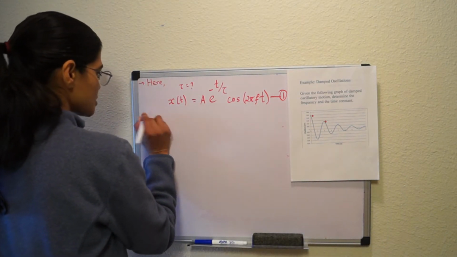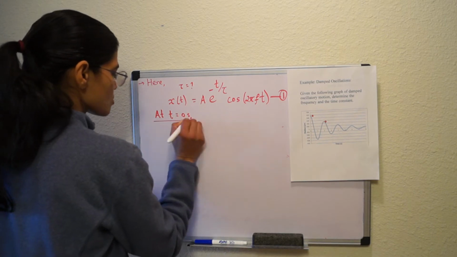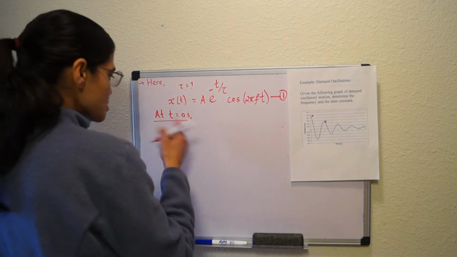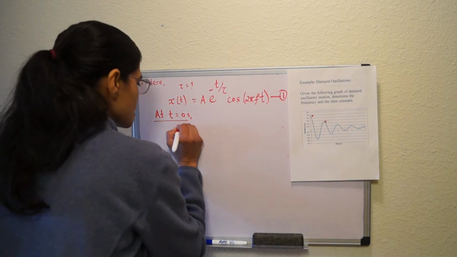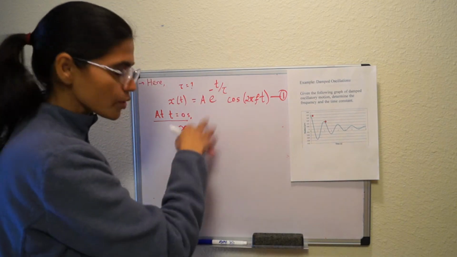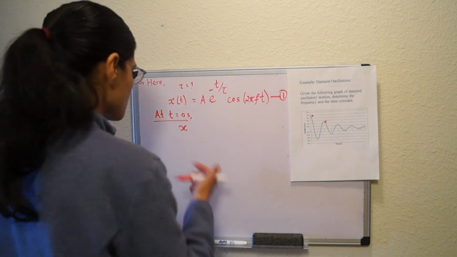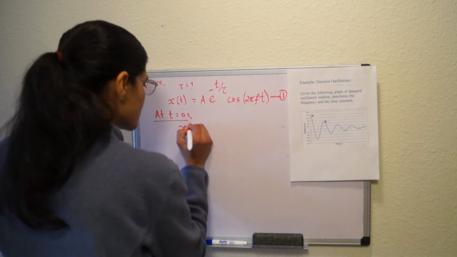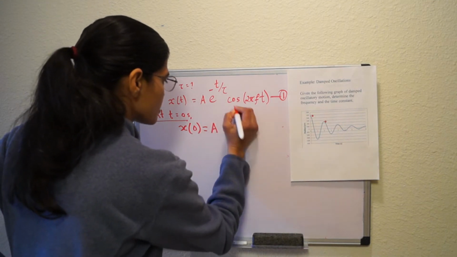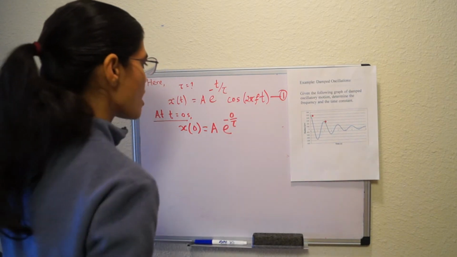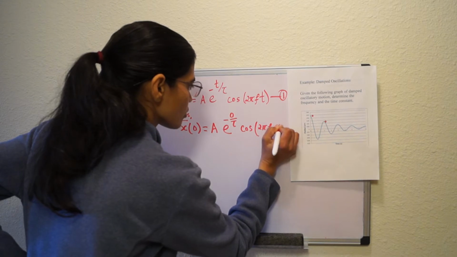So the initial condition is at t equal to 0 seconds, meaning at the origin, right? At t equal to 0 seconds, wherever we have this lowercase t, we are going to replace it by 0 in equation 1. Please look at this first, and then you will get time to copy it. So x at 0 equals A e to the power minus 0 divided by tau cos 2 pi f times 0, wherever we have t, we replace it by 0.